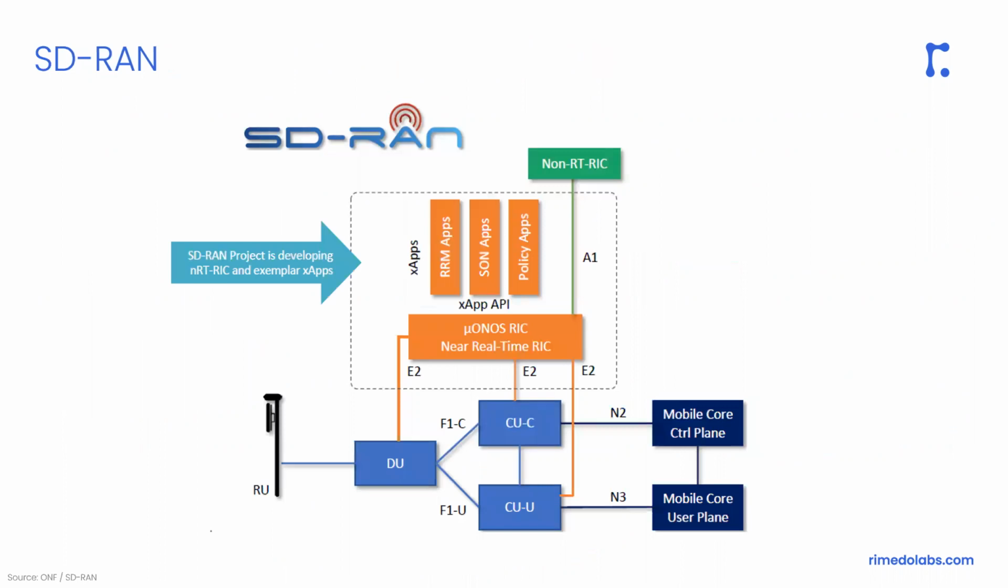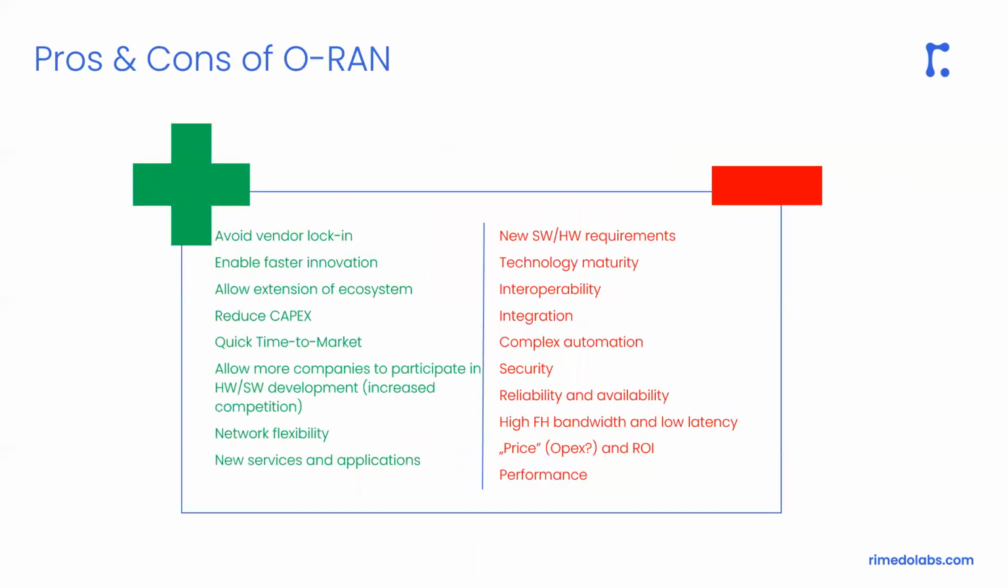SD-RAN is another open source platform where the aim is to develop an open source but working near real-time RIC that we'll speak about later on. So I'm not going to go into the details right now. It comes with exemplar applications for radio resource management or self-organizing networks, where the basic idea is to have the open source but available for proofs of concept and for real networks, the micro-ONOS RIC, together with those different xApps.